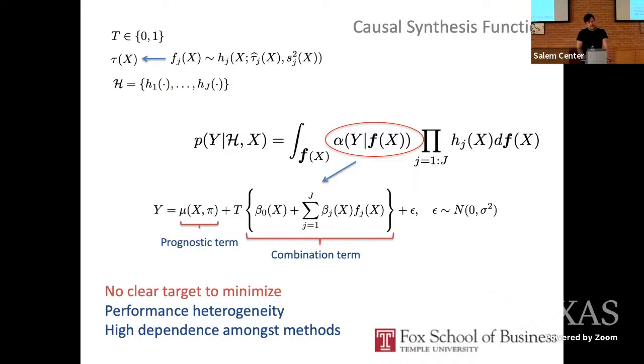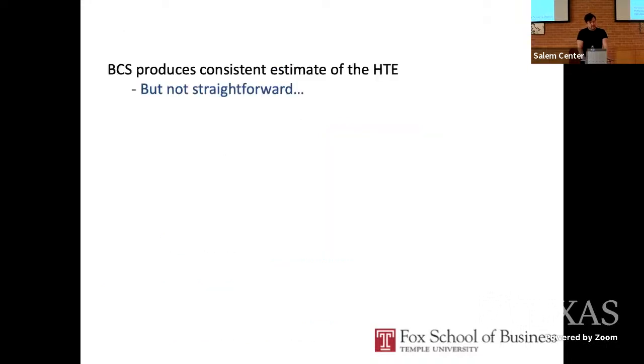We really looked into the theoretical properties of what we're doing. So it turns out that Bayesian causal synthesis actually produces consistent estimates of the heterogeneous treatment effect, right? That's the main theoretical result that we have: that as n goes to infinity, our BCS estimate of tau tilde, the notation, will go to the true tau of x. That's the main theoretical result.